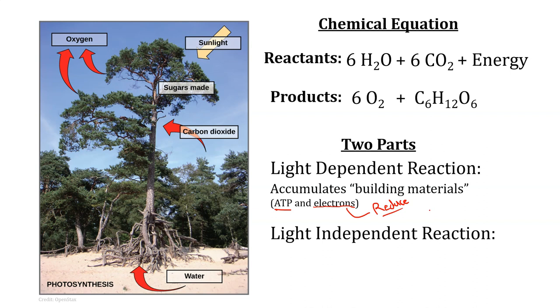So anytime you're adding electrons to a molecule, you're in a way adding a little bit more energy to it. And when you add electrons, it's called reducing the molecule, versus taking away electrons, which would be oxidizing the molecule. Usually when we're reducing, it's going towards building something, and when we're oxidizing, it's generally a process that breaks things down. The light independent reaction's main outcome is that it makes sugar. So the light dependent reaction makes the building blocks and sends them over to the light independent reaction to then be made into a sugar molecule.